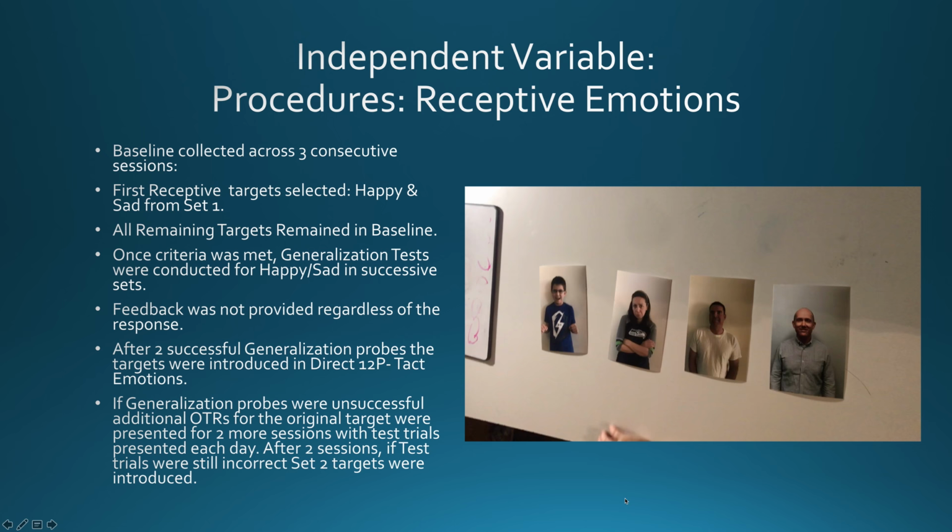We collected baseline for 3 consecutive sessions and the learner demonstrated 0% independence. And we introduced the first targets, happy and sad, from set 1. All remaining targets remained in baseline. Once criterion was met, generalization tests were conducted for happy and sad in the successive sets.